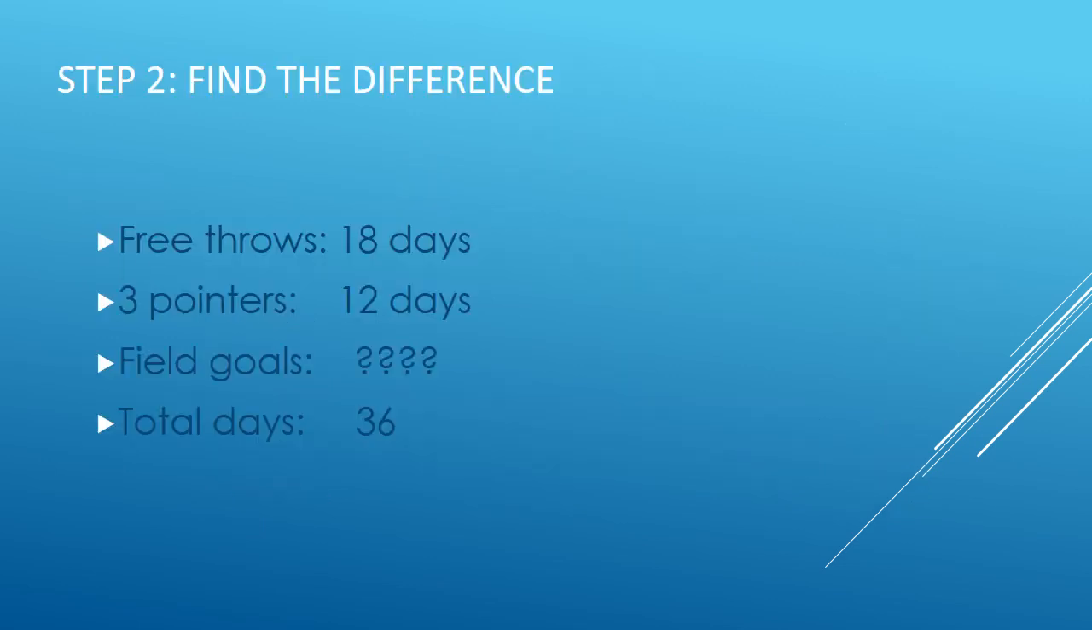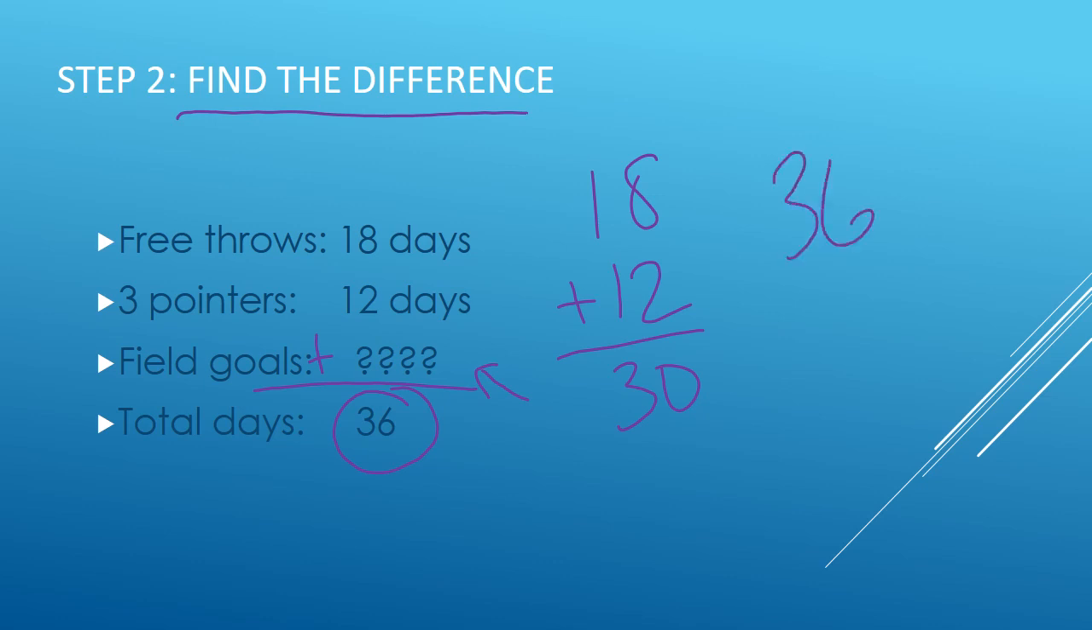Now our next step is to find the difference. I know that 18 plus 12 equals 30. I need all these numbers to add up to 36, so I'm missing a number. All I'm going to do is subtract 36 minus 30, which gives me 6. To check that, 18 plus 12 is 30, plus 6 equals 36. So we know that he spent 6 days practicing field goals. But we're not done. We're not looking for the total number of days on field goals. We're looking for the percent.